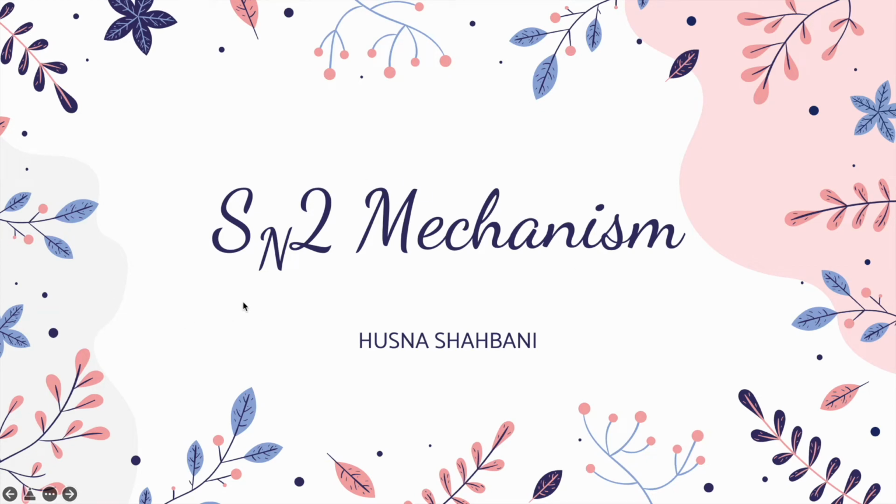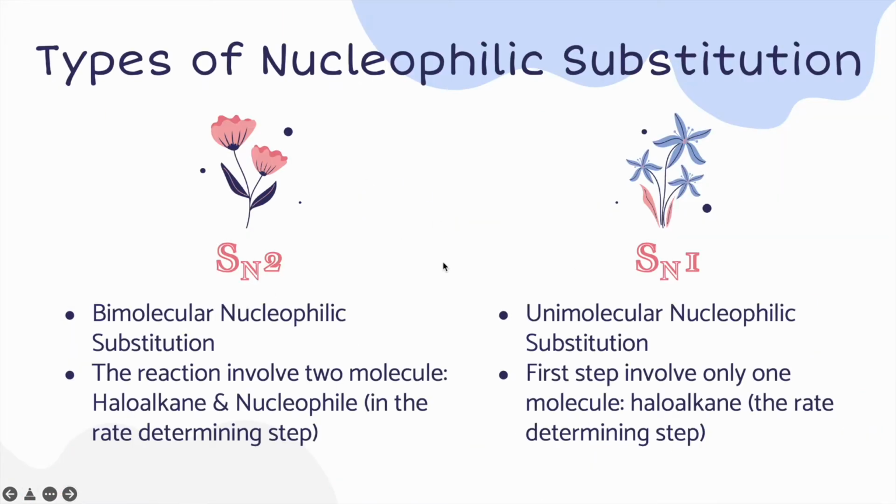SN2 mechanism. Types of nucleophilic substitutions can be divided into SN2 and SN1. For SN2, it means bimolecular nucleophilic substitution. This number 2 here means bimolecular. And SN1 means unimolecular nucleophilic substitution.